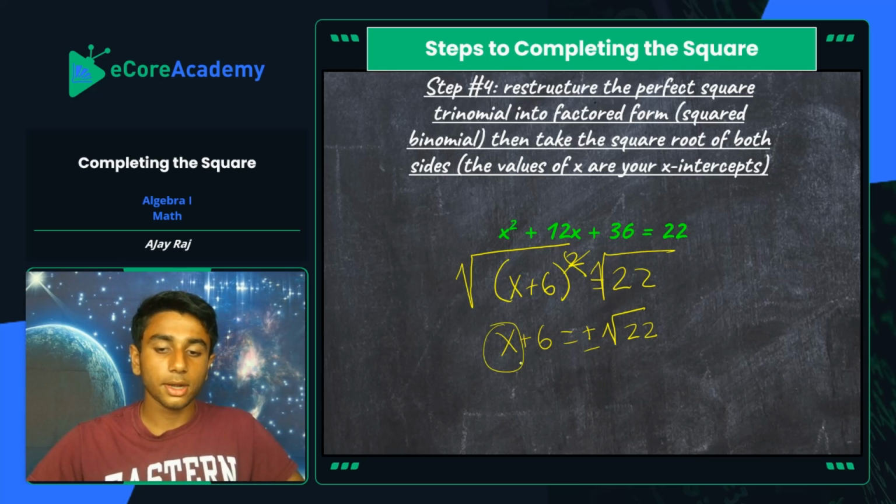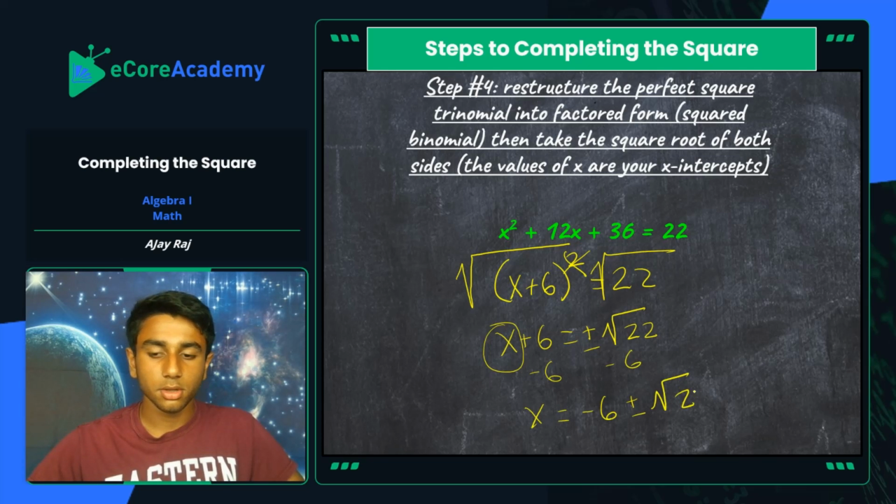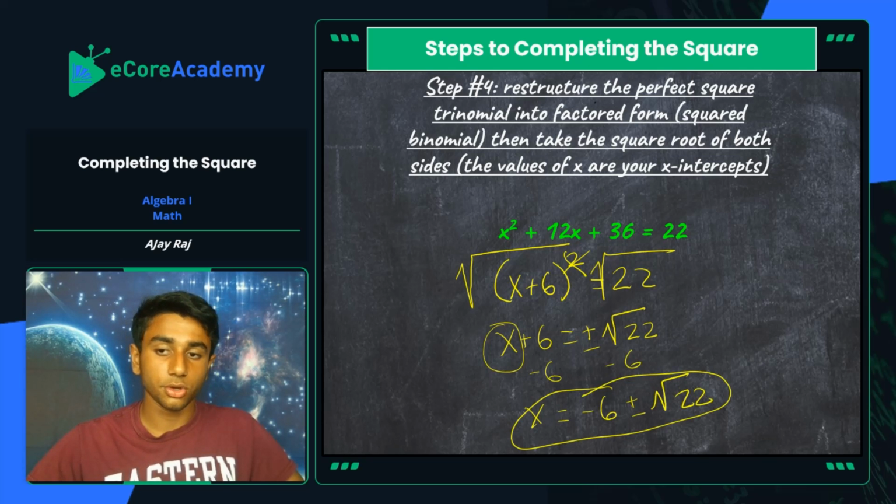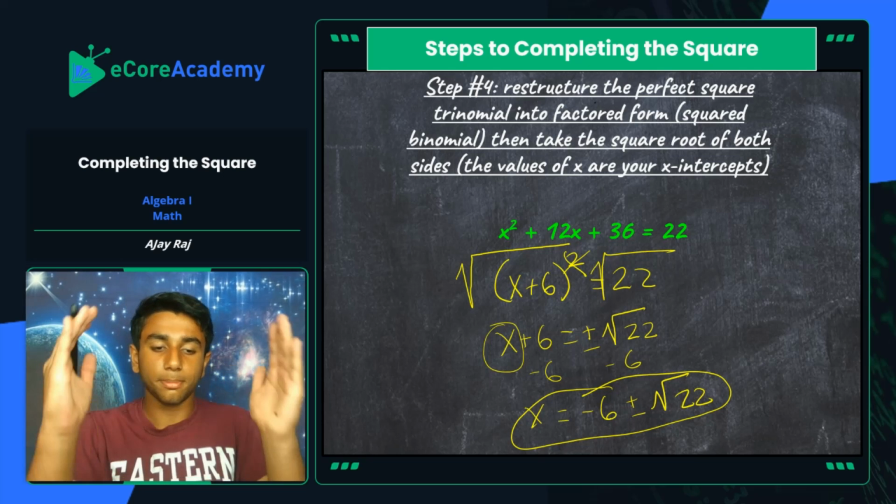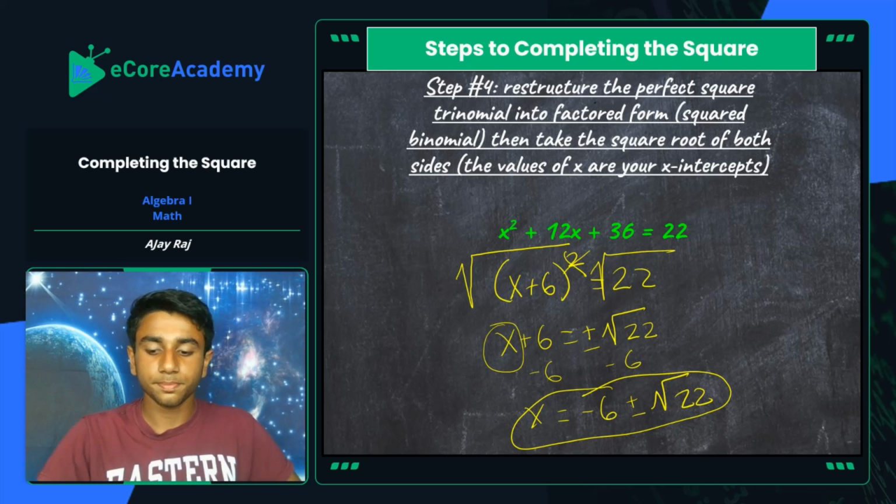So in order to do that, we're going to isolate x on the left-hand side by moving 6 to the other side. And we're left with x equals negative 6 plus or minus the square root of 22. And those are your two x-intercepts in this case. There's two solutions here. So it's either negative 6 plus the square root of 22 or negative 6 minus the square root of 22. And those are your two x-intercepts where the parabola intercepts the x-axis twice.